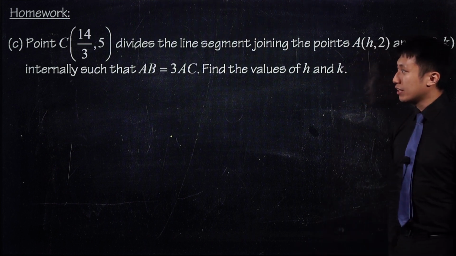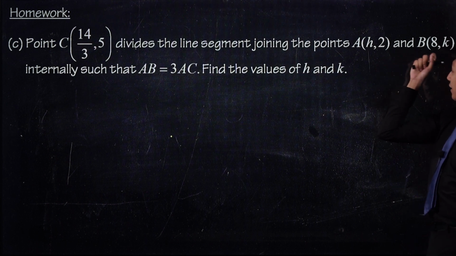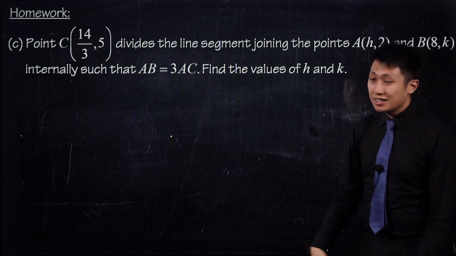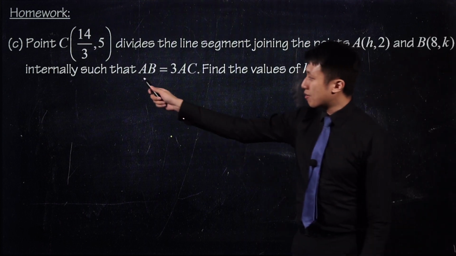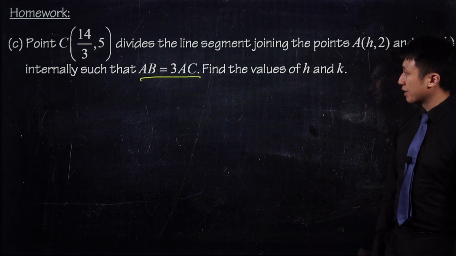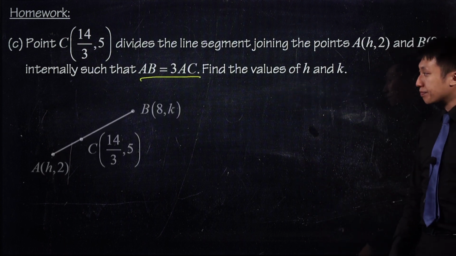Point C (14/3, 5) divides the line segment joining the points A(h, 2) and B(8, k) internally, such that AB is equal to 3AC. So it's given in this form already. So you have to change it to the other form that you are familiar with. Find the values of h and k.